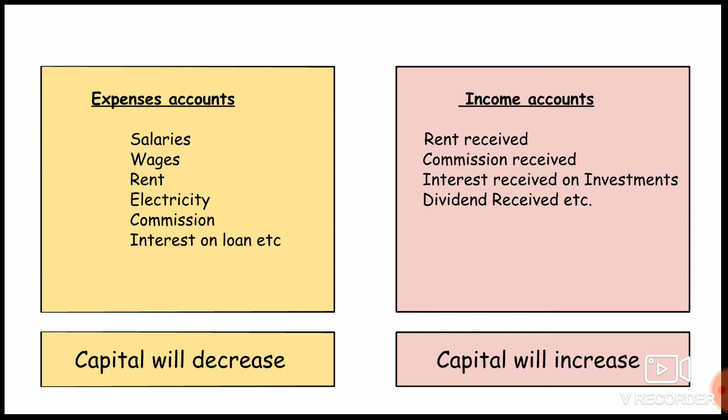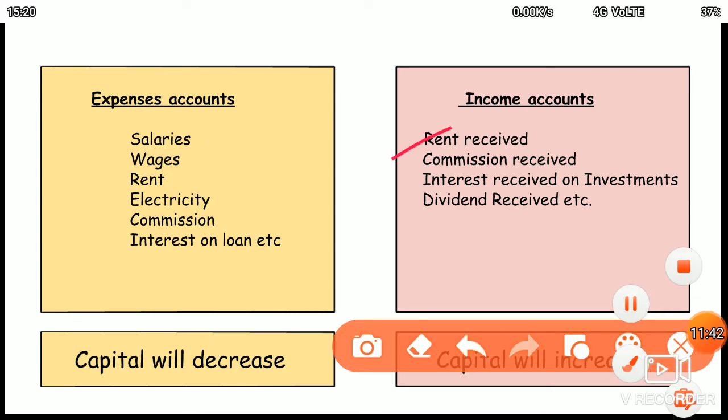Accounts can be like rent received, commission received, interest received on investments. If the organization has invested some money and it is receiving interest, then that is an income for the business. Dividend received: when the organization is investing in shares, it receives dividend, and that also is an income for the business. So these accounts will be adjusted with the capital. They cannot be shown in the accounting equation directly, so they will be indirectly adjusted with the capital. If it is an income account, it will increase the capital.